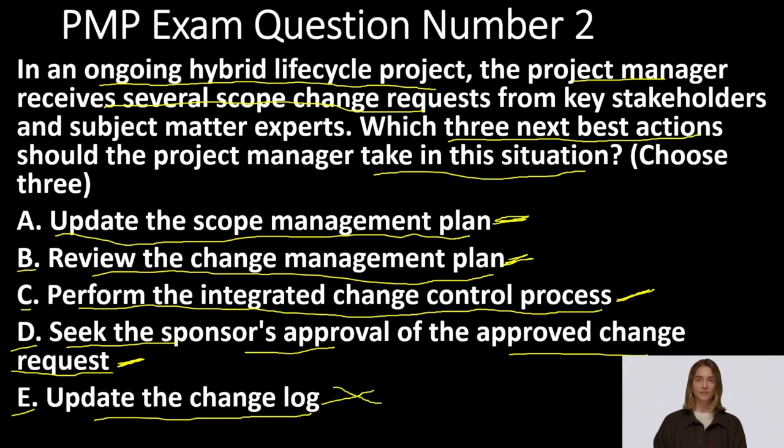In conclusion, for this question, options B, C, and D are the best actions for the project manager. These actions will help him process the several scope change requests for the project. Congratulations to those who answered this question correctly. For those who didn't get it right, don't worry, we have 3 more practice questions for you.